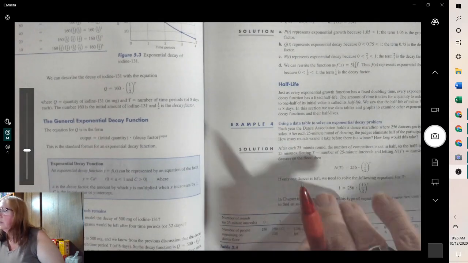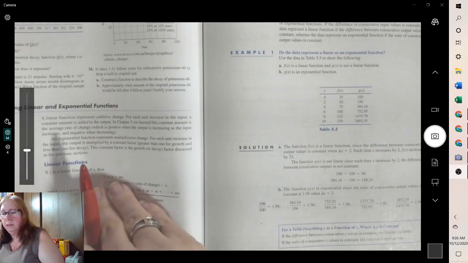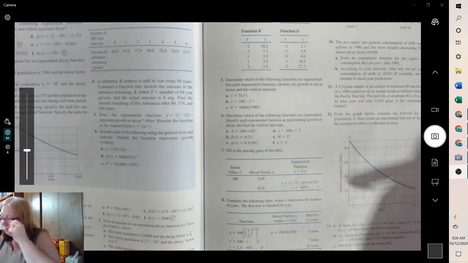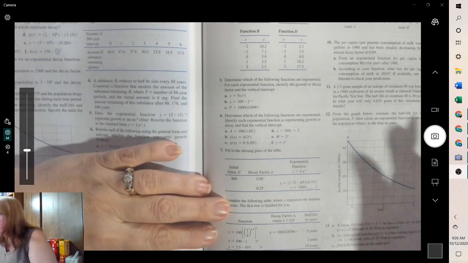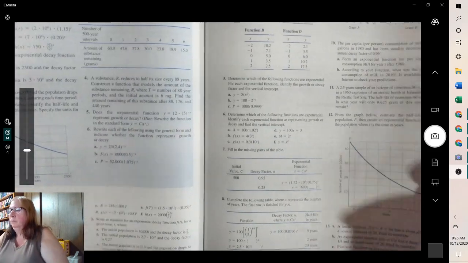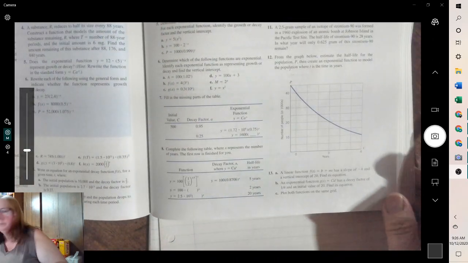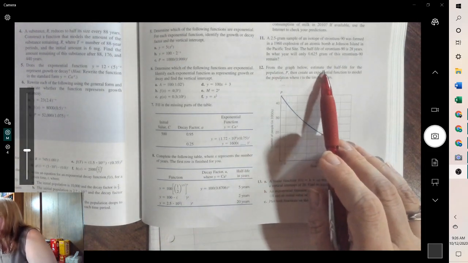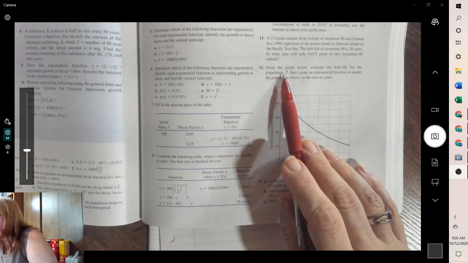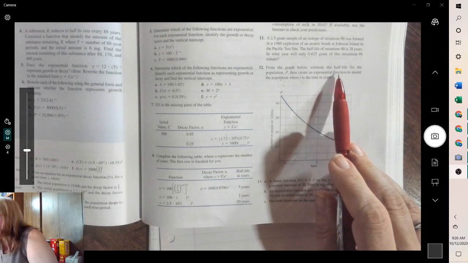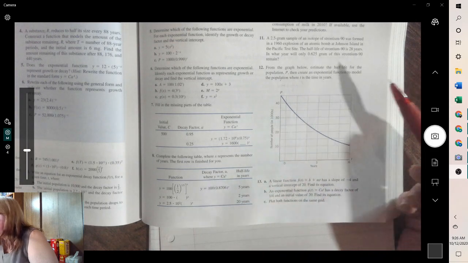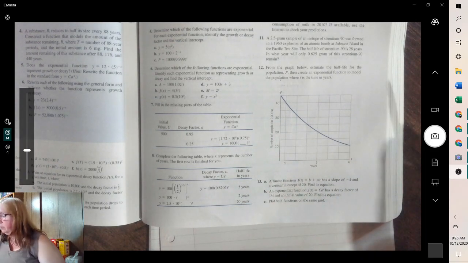Page 277, number 12. From the graph below, estimate the half-life for the population P. Then create an exponential function to model the population T in time years. So they want it by years.